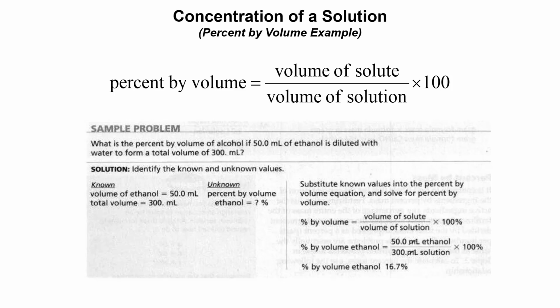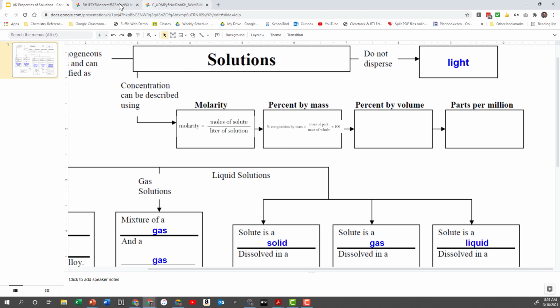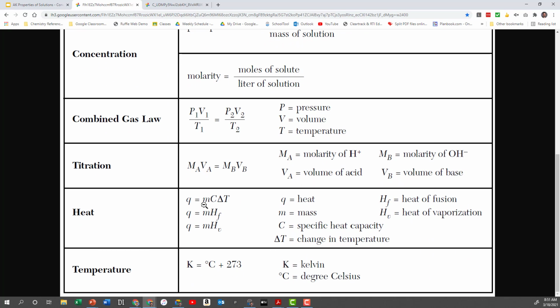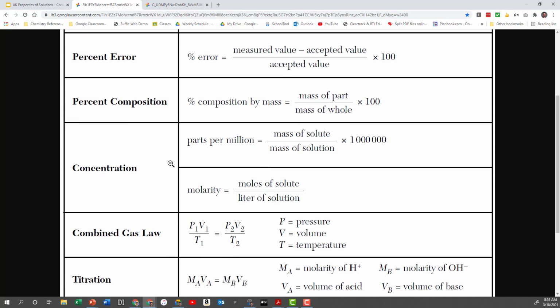Let's go put our percent volume. I don't know if there's a percent volume on the reference tables. I don't think there is. In fact, I'm not even sure I've ever seen a question on the Regents exam about percent volume. I have seen parts per million though, and that's the last type of concentration.